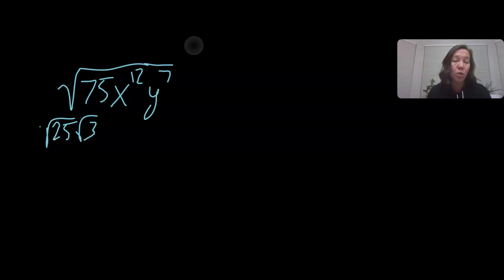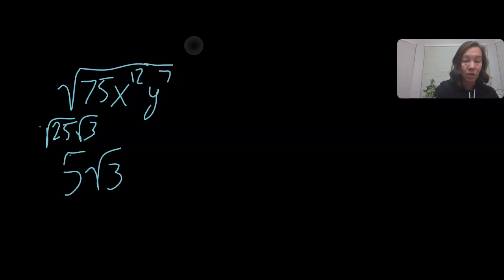So if it has no perfect square factors, like for instance 71, there's no factors of 71 that are perfect squares, so we couldn't simplify that. But if a number has a perfect square as a factor, then we can simplify it. So 75 is the same as 25 times 3, square root of 25 times square root of 3. So I can rewrite this as 5 square root of 3.